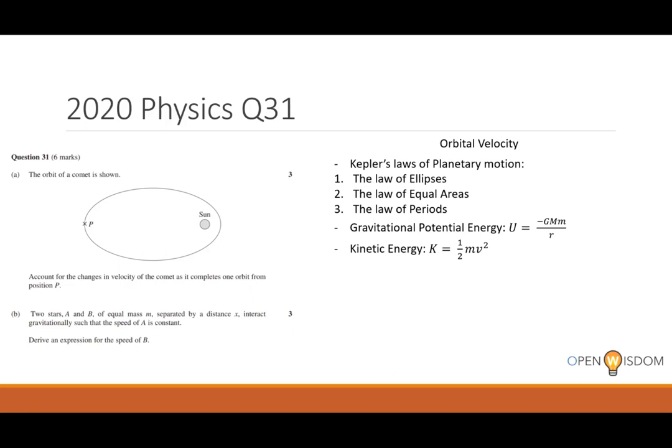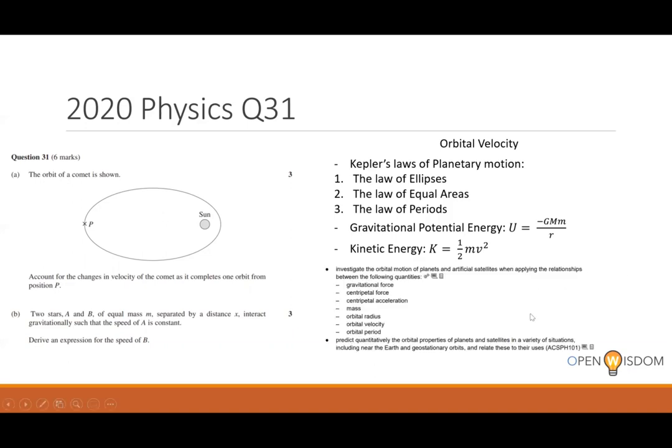And the third one, which is just the formula itself: the ratio of the squares of the periods of any two planets is equal to the ratio of the cubes of their average distance from the sun. This formula can be found on your formula sheet. And since we're accounting for changes in velocity, we also have to take into account the relationship between gravitational potential energy as well as the kinetic energy. I have included the relevant syllabus dot point here in case you want to do any additional research or revision into the specific part.